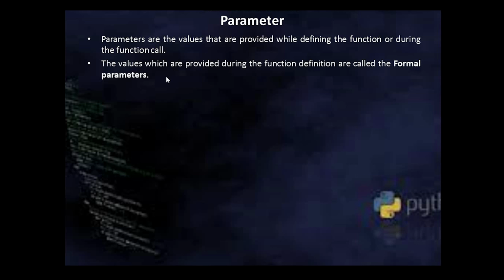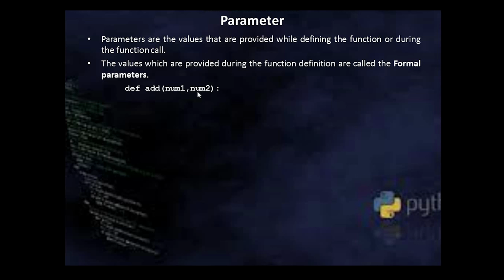The values which are provided during the function definition are called formal parameters, or you can also call them dummy parameters. So what are formal parameters? The parameters at the time of function definition. As an illustration, we'll see def is a mandatory keyword indicating the start of the function definition. Add is the name of the function, which is a valid Python identifier. Then a pair of round brackets, and then we have passed two parameters.